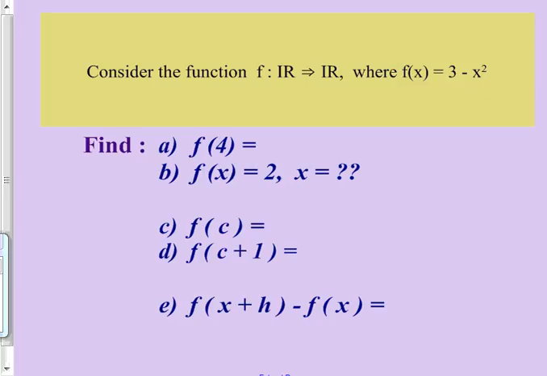Now, what if they say f of x is equal to 2? Kind of sounds like I'm supposed to stick a 2 in, but I can't put it in the x. They didn't tell me the x. Well, if f of x is equal to 2, then I'm putting a 2 right there where f of x is. 2 is equal to 3 minus x squared. And then I solve it.